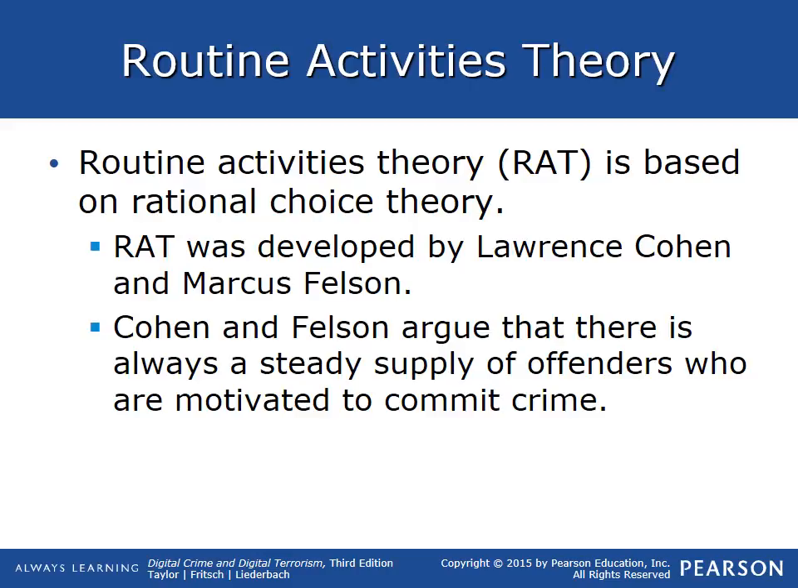Now on page 44 of your book, we move into something called routine activities. Routine activity theory was developed by Cohen and Felson, and Cohen and Felson argued that there's always a steady supply of offenders who are motivated to commit a crime. And when you have this offender, you have 3 traits that follow along with this individual. 1, they're motivated. 2, they have a suitable target. And 3, there's nothing blocking them from doing what they want to do.